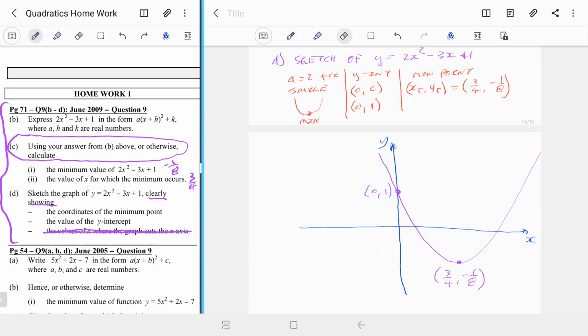That's what the question wants us to show: the y-axis intercept, and also the turning point. That's it. And I just write sketch of y equals 2x squared minus 3x plus 1.